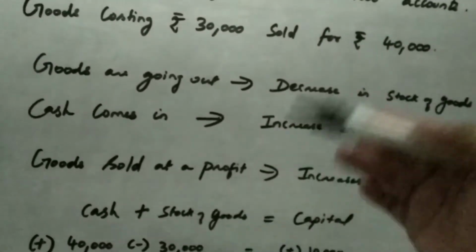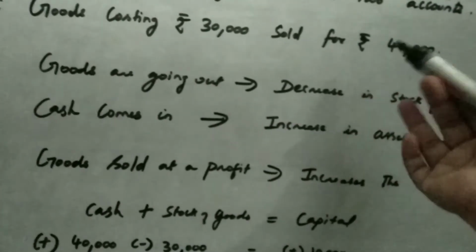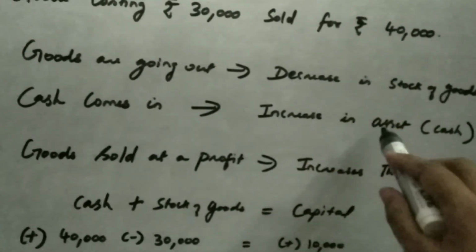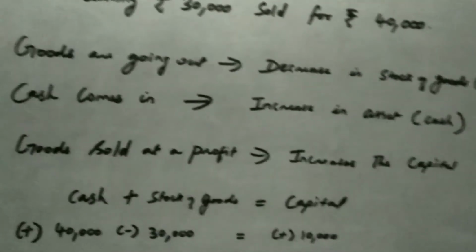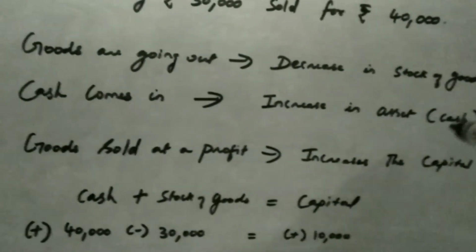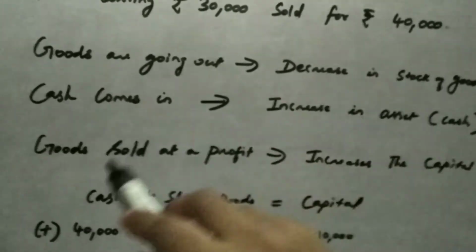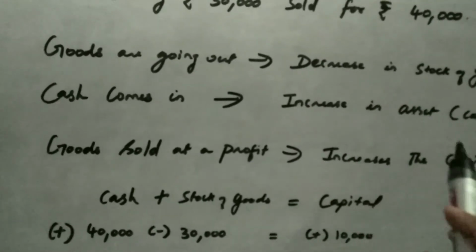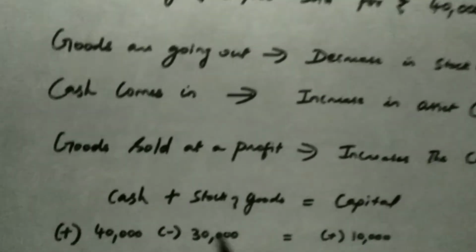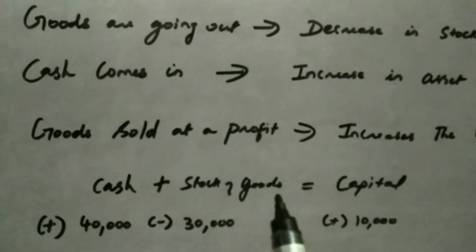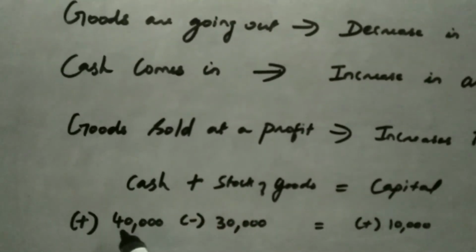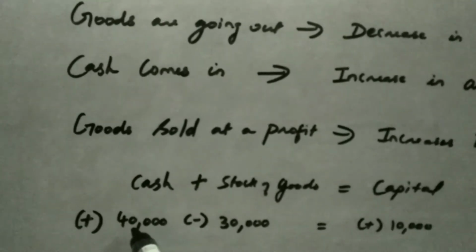Then when we make a sale, you are selling it for 40,000. Cash is coming inside the business. So increase in the asset cash. Decrease in stock, increase in cash, and when goods are being sold at a profit, it increases the capital. So this is how we will show the form of an equation. Cash, you are going to add 40,000. You are receiving 40,000 when you make a sale.